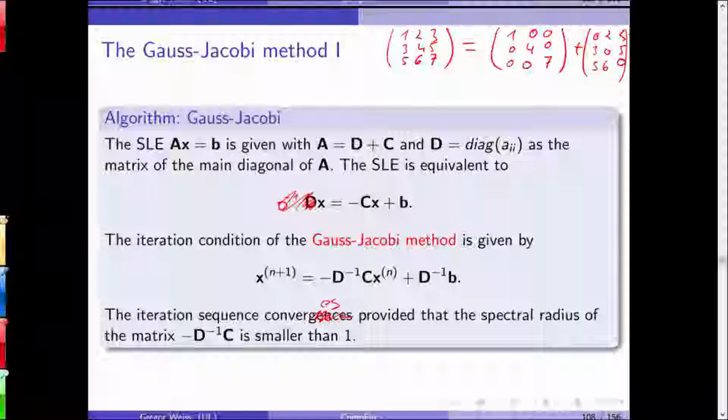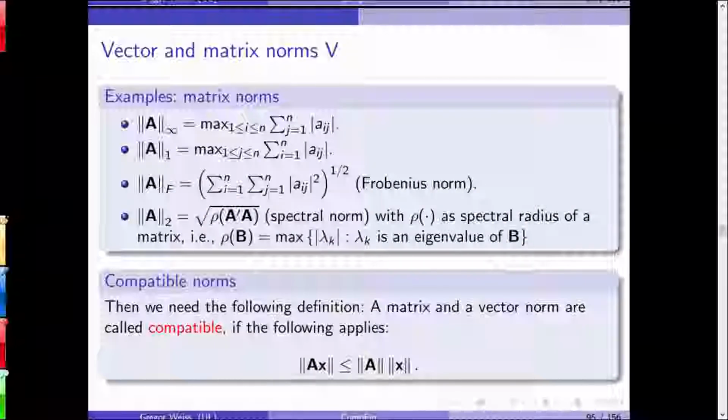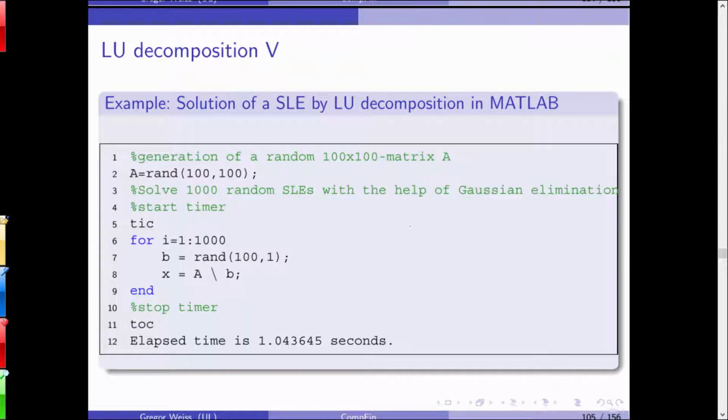This iteration sequence converges, provided that the spectral radius of the matrix minus D inverted times C is smaller than 1. You can prove that for this iteration to converge, the spectral radius of the matrix minus inverse of D times C must be smaller than 1. And in case this is given, the iteration will converge. Again, remember what the spectral radius is. If you go back a couple of slides to the matrix norms, you might remember that the spectral radius is in fact the maximal absolute eigenvalue of the matrix. So you need to know the eigenvalues, and you have to take the maximal absolute eigenvalue, and then for this matrix you know whether the Gauss-Jacobi method converges or not.